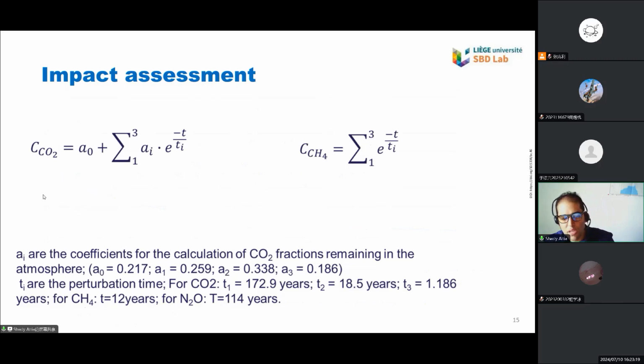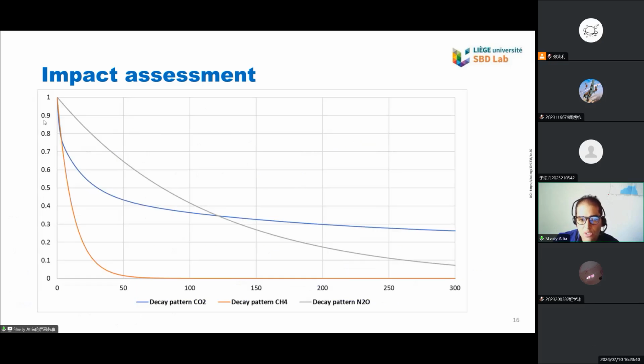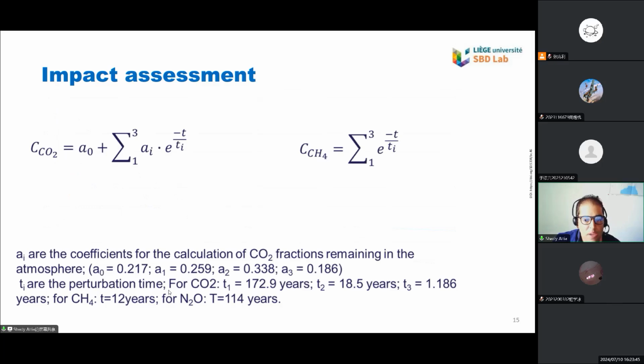Now, as part of the equations that we need to work on, we always try to look at the coefficients for the calculation. So we have certain coefficients A0, A1, A2. These coefficients, we use them for fractioning the remaining CO2 in the atmosphere so that we can take into account some long-term estimation. And then you can see this curve. These fractions are for the time factor.